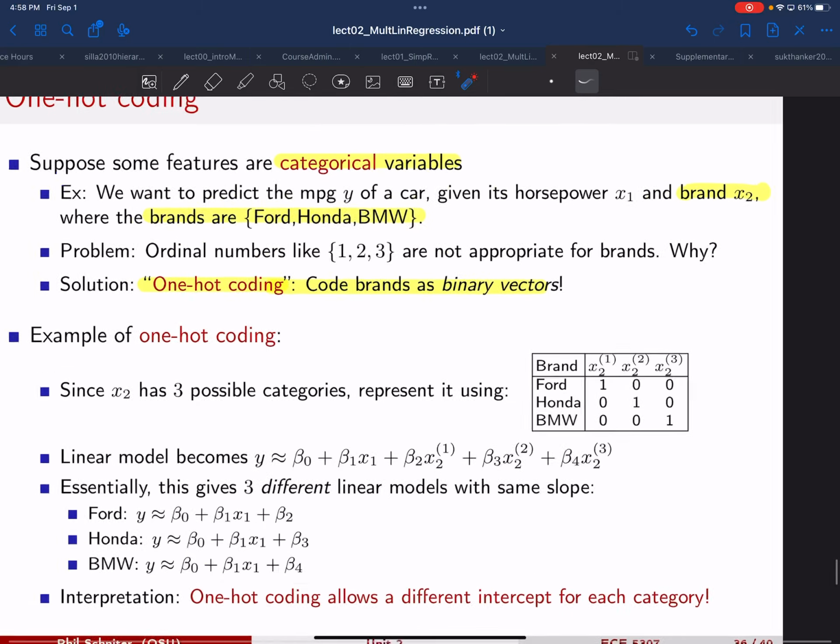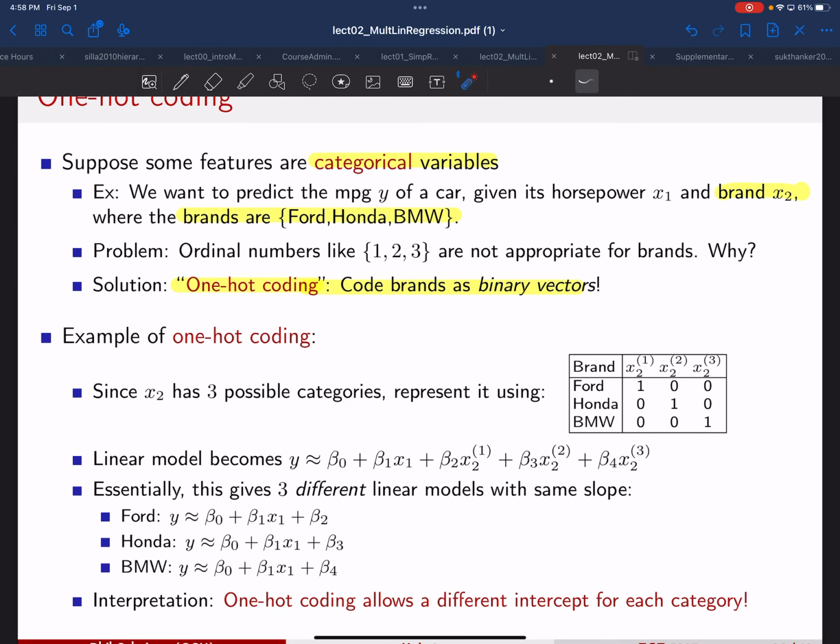So now, instead of the linear model having a beta 2 X2 term, we actually expand it like this. You can see we have 3 different coefficients, beta 2 multiplying this, beta 3 multiplying this, and beta 4 multiplying this. Okay, so is it clear what we're doing in this case? Whenever we have a brand, instead of representing that by a single real number feature, we're going to represent it by 3 feature values, which will either be 0 or 1 in a particular pattern.